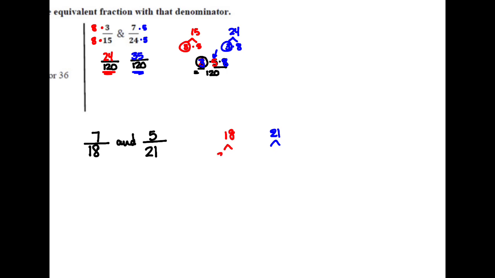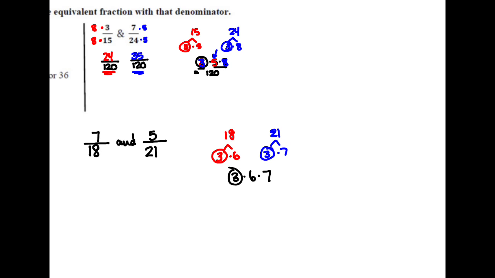Okay, so I'm going to circle the 3 because it's going to be in common. Circle this 3 because it's going to be in common. 18 is 3 times 6, 21 is 3 times 7. Okay, so the least common multiple of the denominators is the 3, then the extra 6, and the extra 7.